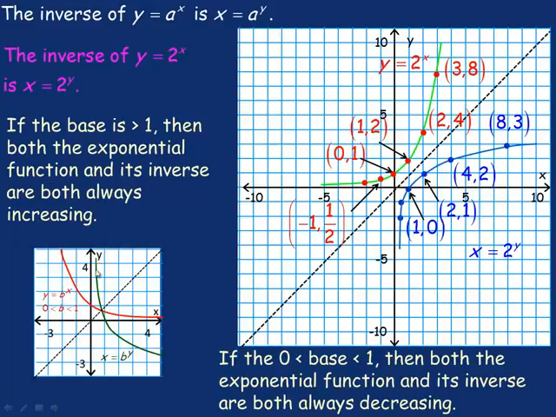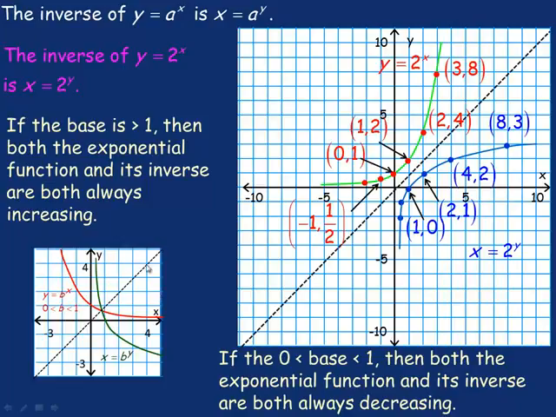And if we were to graph its inverse, this is what the inverse would look like. This is x equals b to the power of y. It's also a decreasing function. So if the base is between 0 and 1, both the exponential curve and its inverse are decreasing. If the base is greater than 1, then they're both increasing functions.